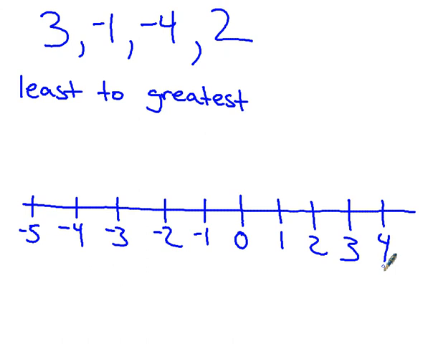First, I'm going to plot the number 3. 3 is positive, therefore it's right of 0, and it is here. Next, I want to plot the number negative 1. Negative 1 is negative, so it's left of my 0. It is located here. Next is negative 4, which is here. Next is a positive 2. It's right of my 0, and it's going to be here.